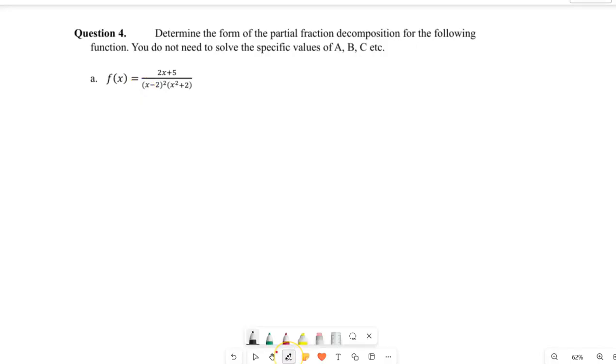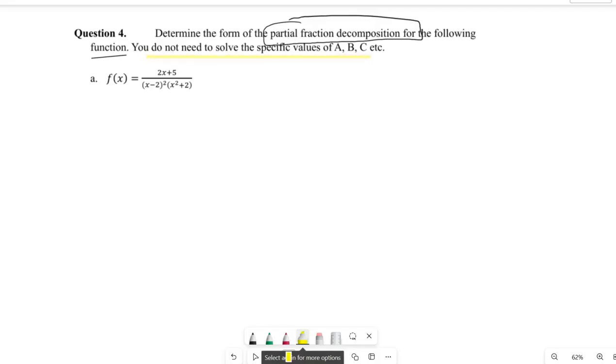Here is question number 4. Determine the form of partial fraction decomposition. So they are asking what partial fraction decomposition is needed for the following function. Please pay attention. This one is not asking you to solve the integral. There is no integral actually.